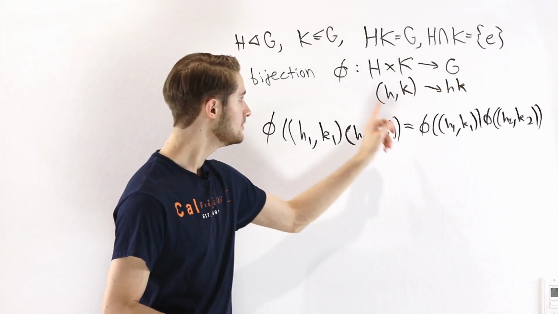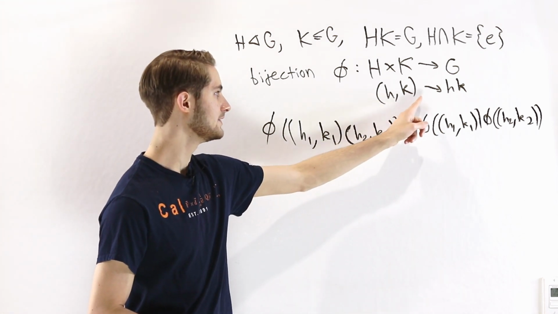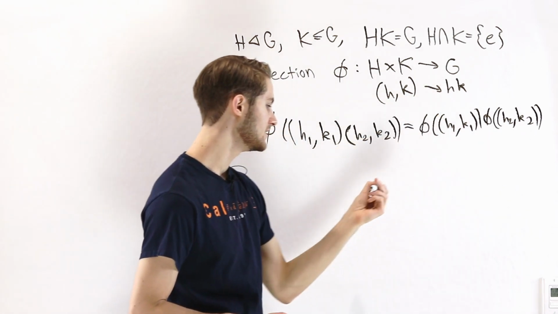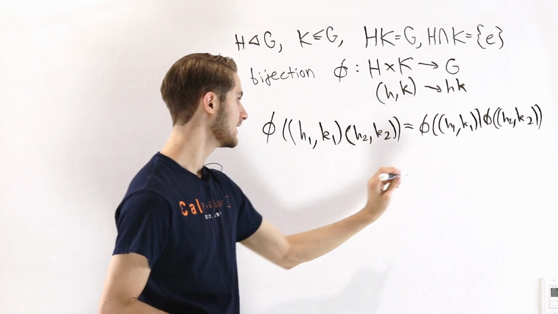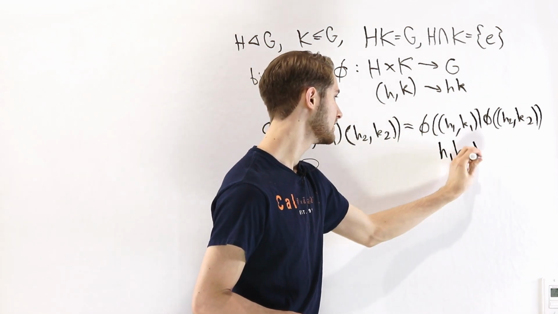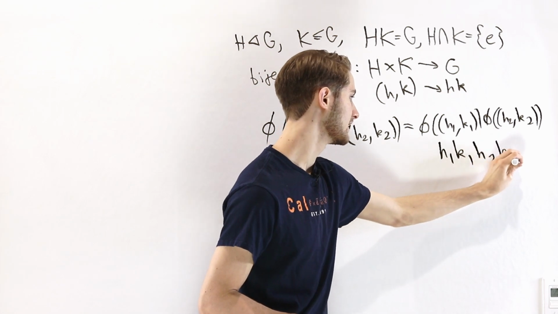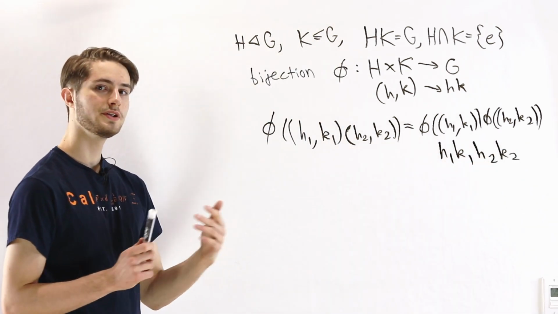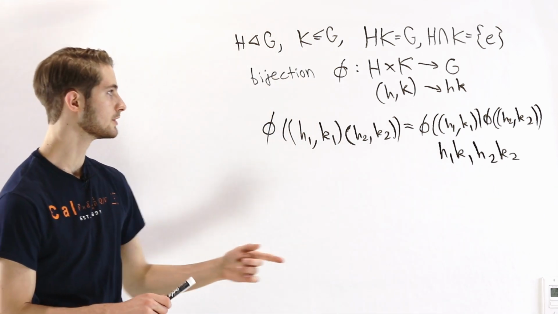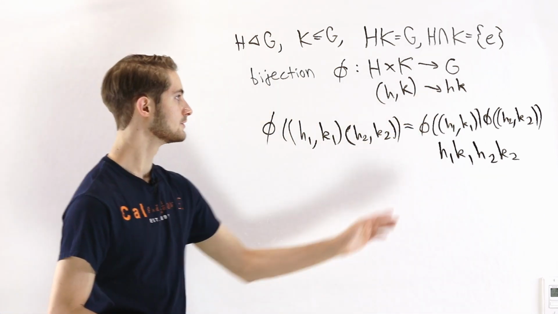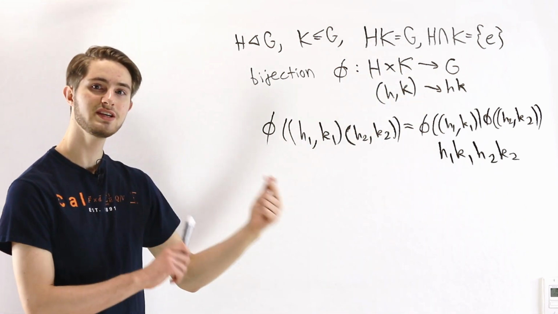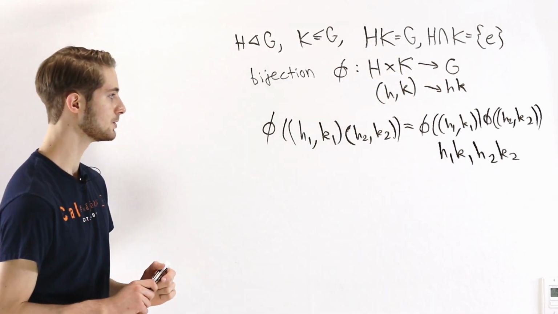But on the right, we know that phi of H comma K is equal to H times K. So we can write that in both of these cases. Phi of H1 K1 is going to be H1 times K1, and similarly this part is going to be H2 times K2. What we want to do now is try to write this element right here in the form H times K for some element in the first subgroup and element in the second subgroup. And we'll see in a second why that's going to be important.